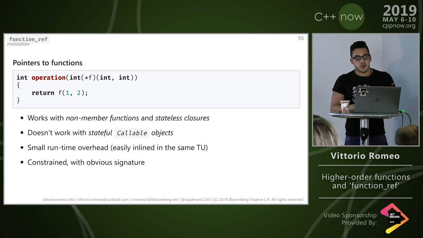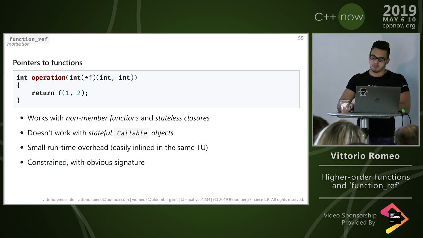It's also constrained with an obvious signature, and by that what I mean is if you have a template parameter, it would be just an f or a T, and you would have some sort of enable_if to constrain it. But here it's really obvious that it returns an int and takes two integers. So as part of the signature, it's very easy to see what f is supposed to be. So that's one option. It's not great because of the second point, but it has some benefits.